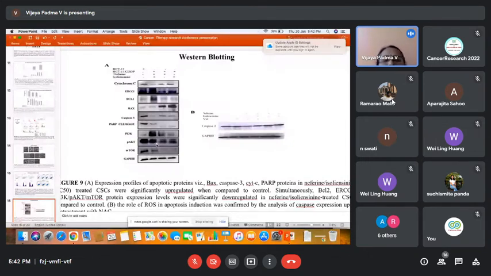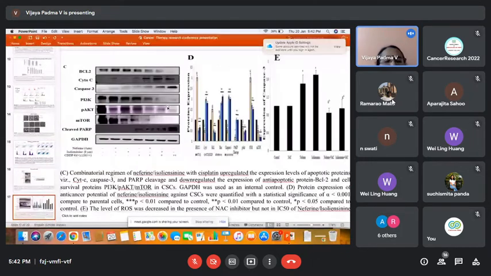And here again, these are all the studies with resistant cells treated with the combinatorial regimen. Here you can see BCL2 is not so much affected, but in the combinatorial regimen with the IC50 dose of cisplatin, it is significantly decreased. Caspase 3 is significantly increased, and cytochrome C is also increased. BCL2 is anti-apoptotic, so it is decreased, while the other proteins are increased.